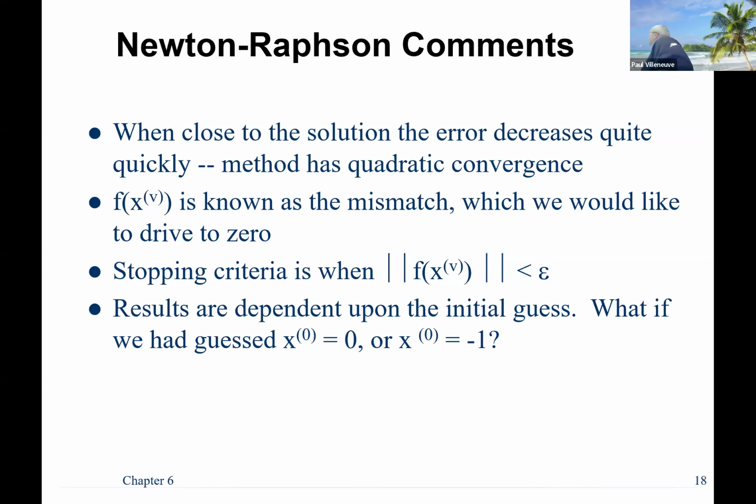And as we said, the initial guess is so important. We tried -1. What if we had tried 0? 0 seems like a valid number, right?